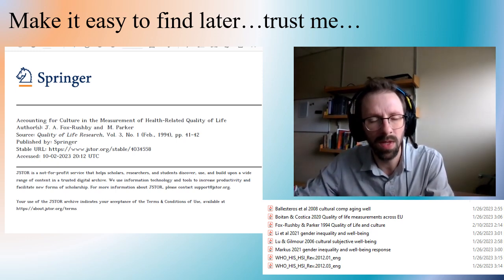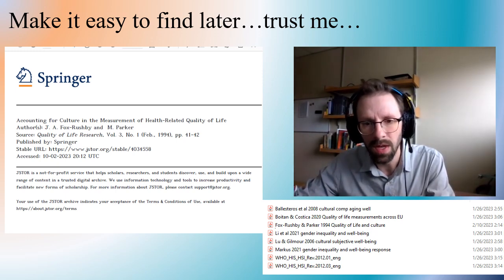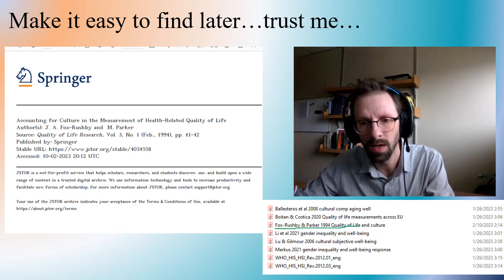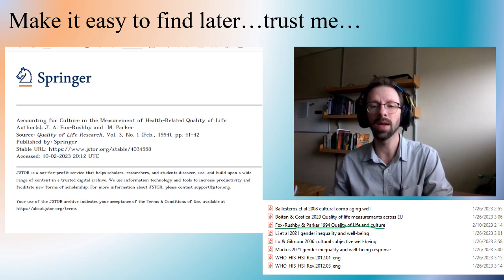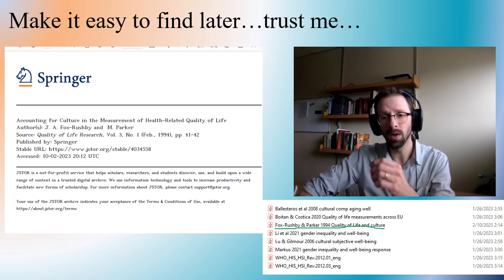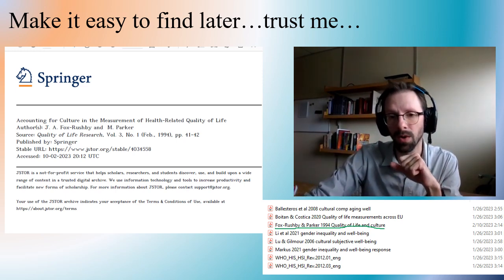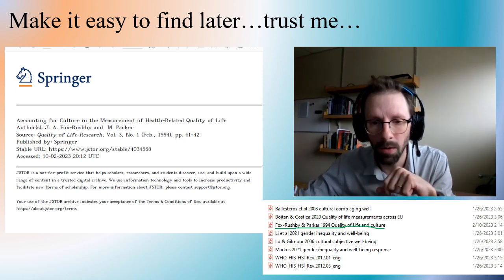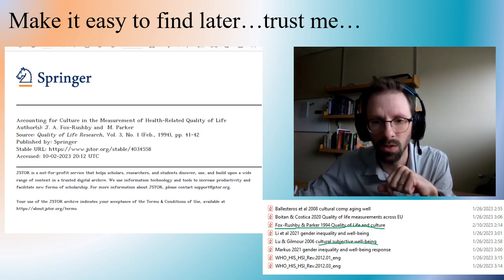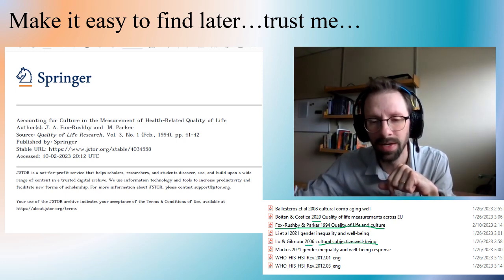I have saved this with the editors for this particular session, Fox, Rushby, and Parker, 1994, Quality, Life, and Culture. And now I can see it very easily. Now what you can also see here is how that's distinguished from the other articles I already have saved. Okay, this one is looking at cultural subjective well-being. That's useful. I can also see how current this is. I can see a really current one that I've got, 2020, quality of life measurements across the EU.